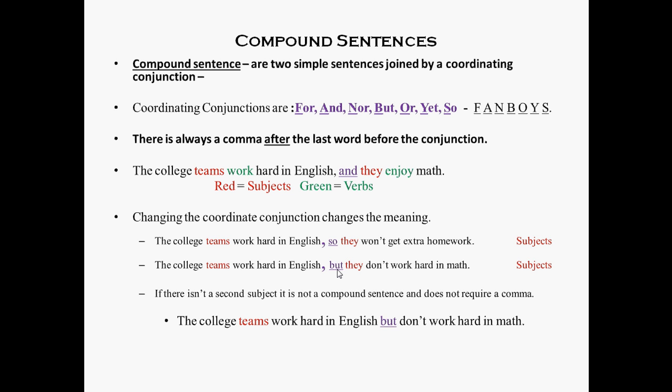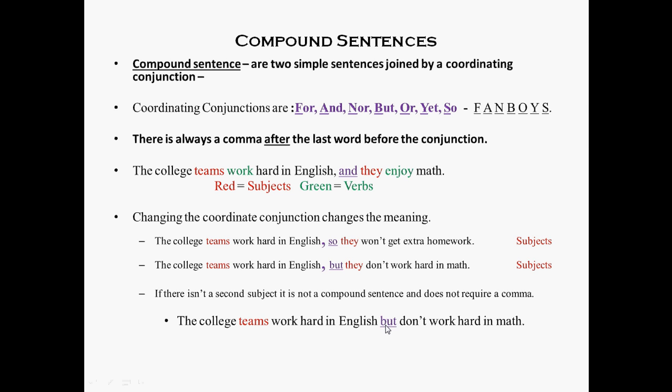If I take out the second subject, it changes it from a compound sentence to something else. The college teams work hard in English but don't work hard in math. I don't have a second subject. I'm missing the word they here. This is a legitimate sentence. There's nothing wrong with it. I don't have the comma. I still have the coordinating conjunction. So because I don't have 2 subjects on either side, I don't have a compound sentence.